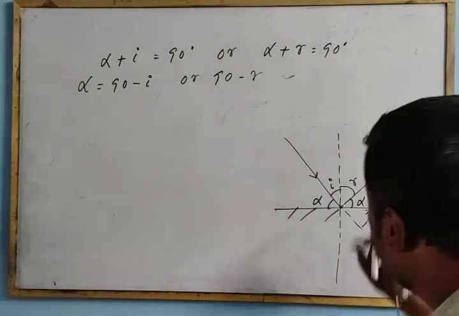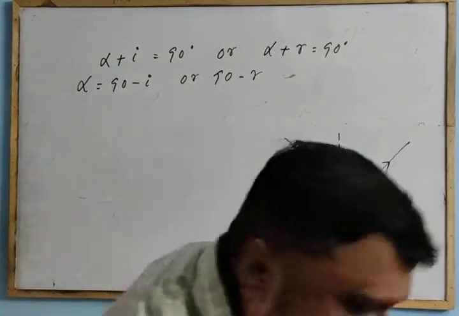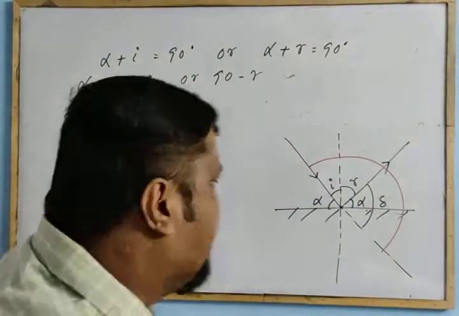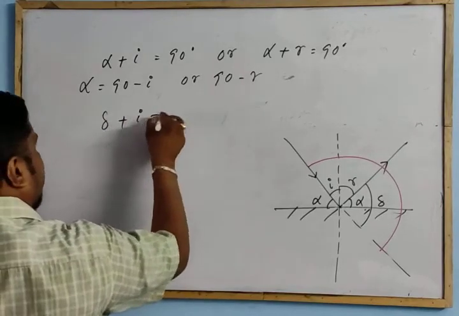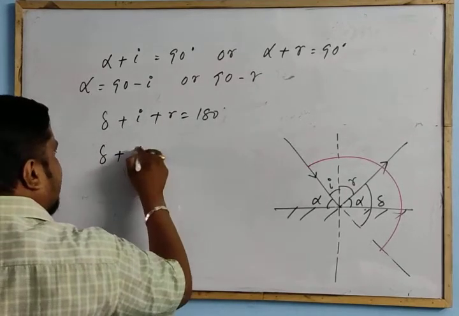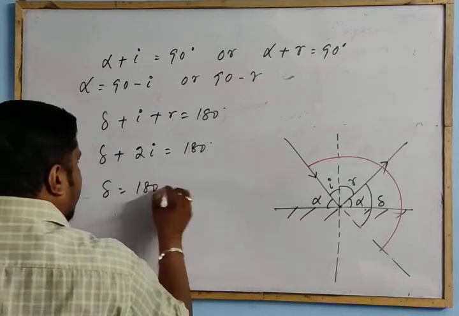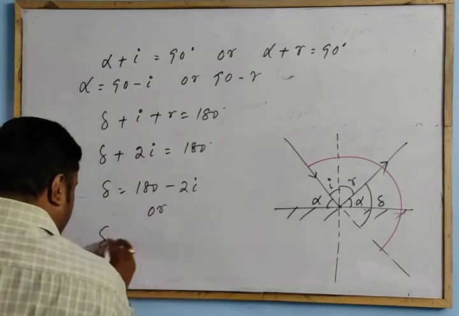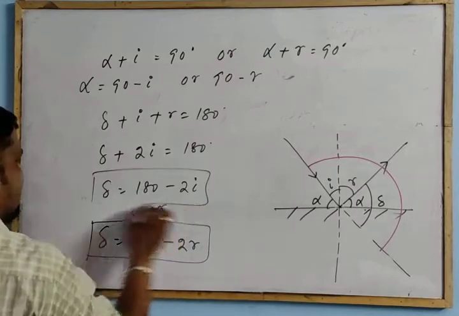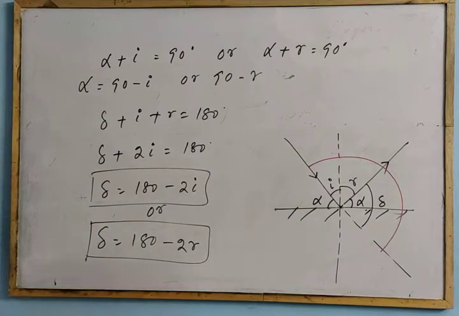Next, for delta: delta plus R plus I, this total angle, is 180 degrees. Delta plus I plus R is 180 degrees. Since I and R are the same, I can write 2I or 2R. So delta is equal to 180 minus 2I, or delta is equal to 180 minus 2R. This is the formula for the angle of deviation, which I derived from the laws of reflection.